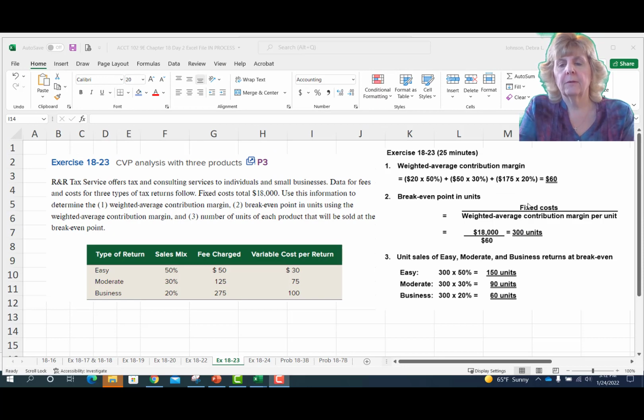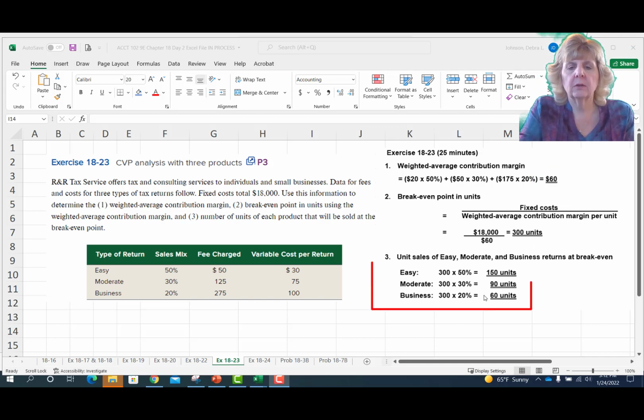Here's your answer. The fixed cost should have been divided by the $60 weighted average contribution margin. The enterprise units would have been 300, and when you split it out using the 50%, 30%, 20% sales mix, you would have come up with 150 easy tax returns, 90 moderate tax returns, and 60 business tax returns. Once again, take it the extra mile and make sure you know how to turn that into sales dollars. Let's move on to our next topic.